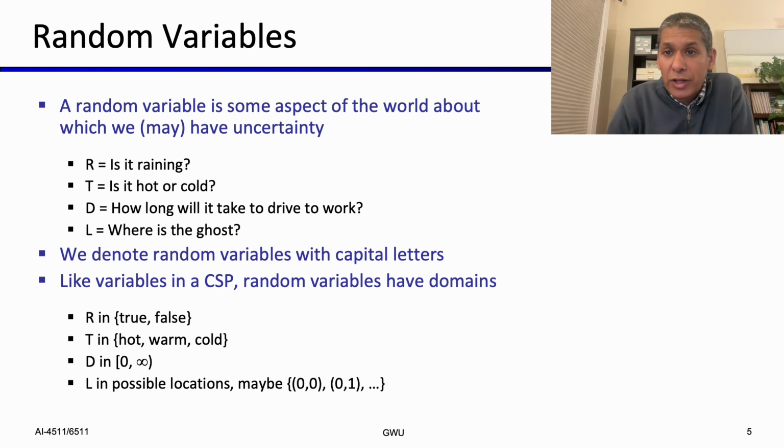As a matter of notation, we generally denote the random variables with capital letters. And just like in constraint satisfaction problems, each random variable has a domain. We write them generally with lowercase letters. So for example, if we're asking the question, is it raining? Then the domain could be true or false. But if it's temperature, it could be hot, cold, warm, etc. So the domains can change, and depending upon the random variable itself, we can have a different domain for it.